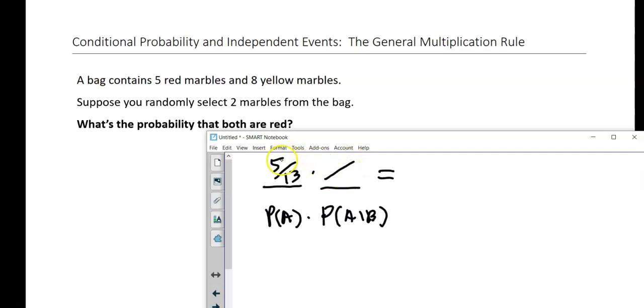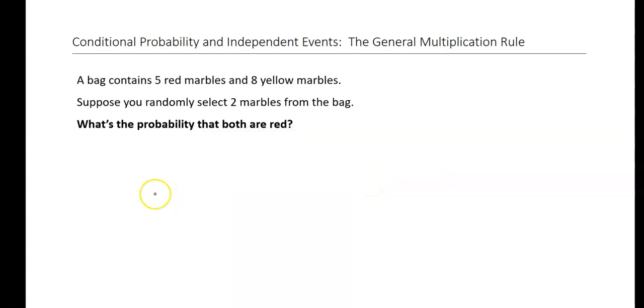So there's no longer 5 red marbles in there. I'm holding one in my hand. So for the second one, there's a 4 out of 12 chance. And then you just multiply those in your calculator to get your answer. But making that adjustment here, those are not independent events, those are dependent events. And so we're going to use the general multiplication rule.